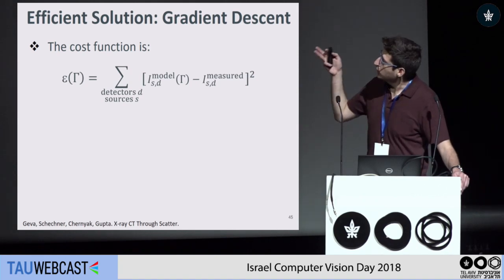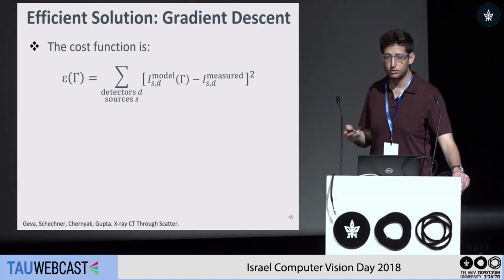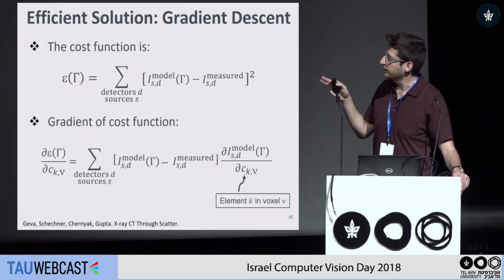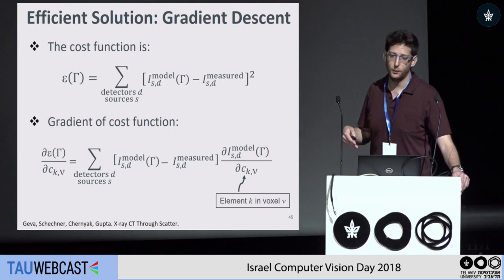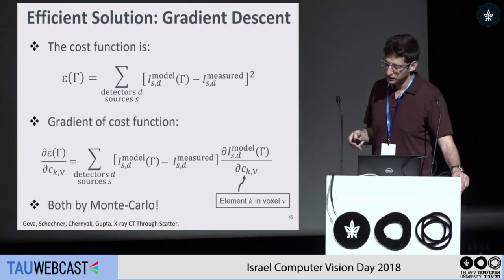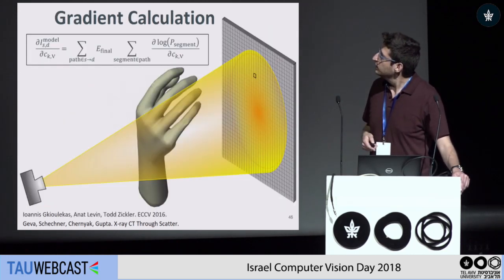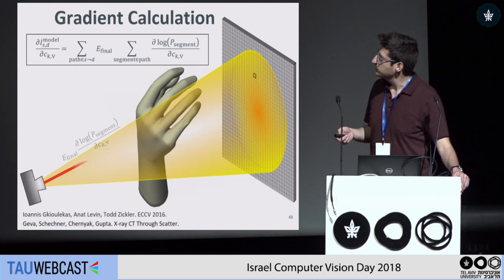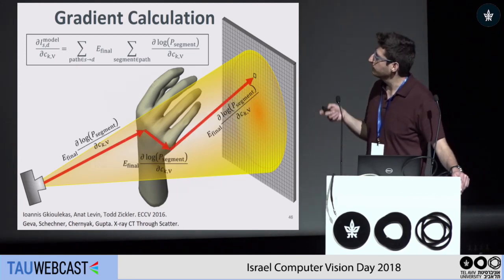So we know how to calculate the forward model and the cost function. In order to solve it efficiently, we need the gradient of the cost, which depends on the gradient of the forward model with respect to our unknown concentrations. And this is calculated as well by Monte Carlo. Again, we generate millions of photons and trace them individually as they undergo interactions in the volume before hitting the detector.